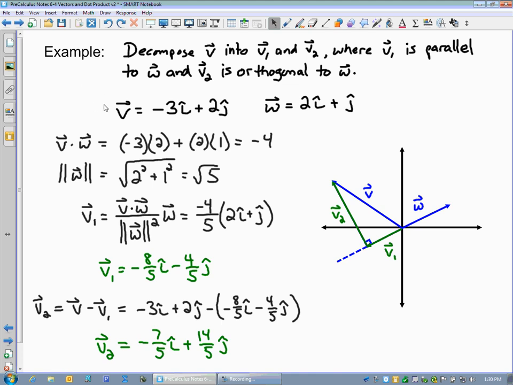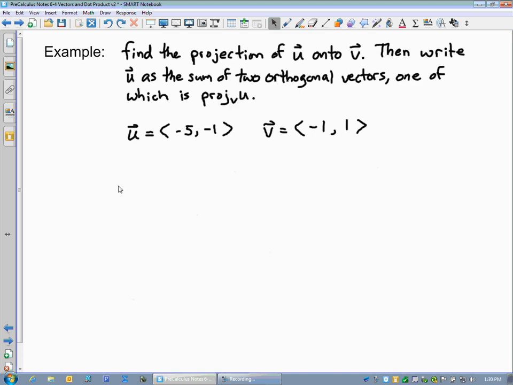All right, and one final example, and we're just going to do it algebraically. I'm not going to draw the diagram for it. But it does show that sometimes you can get very different looking directions that are really asking for the same thing. This time they want you to find the projection of u onto v, and then write u as the sum of two orthogonal vectors, one of which is the projection of u onto v. And this is really the exact same directions as the last problem.